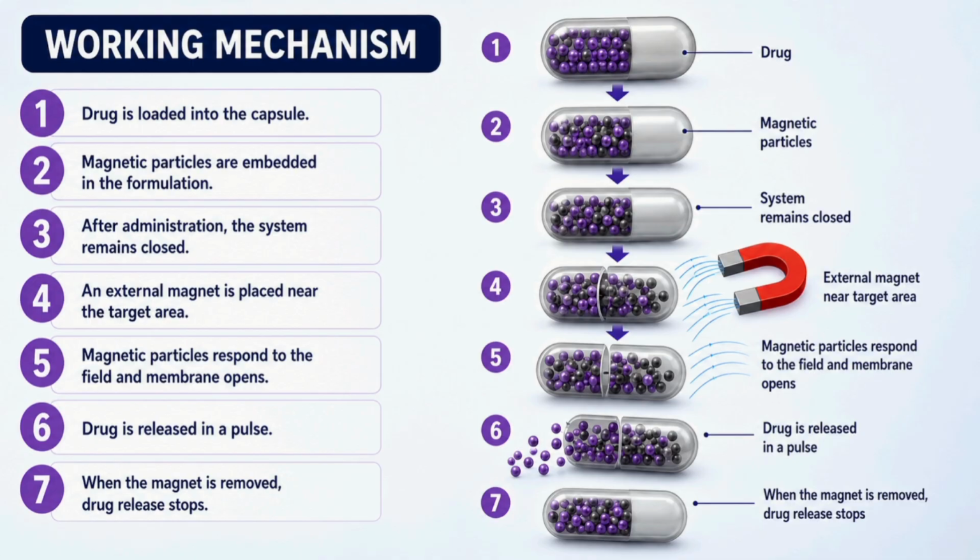Once again, I am repeating the steps. First, the drug is loaded inside the capsule and the magnetic nanoparticles are mixed with the formulation. Next, the capsule is administered into the body. Initially the membrane remains closed and no drug is released. An external magnet is placed near the target organ. The magnetic particles respond immediately, the membrane opens, and the drug comes out rapidly. Once the magnet is removed, the drug release stops. This is why it is called on-off drug delivery. Is it clear? Now let's move on to the next. That is how it works.